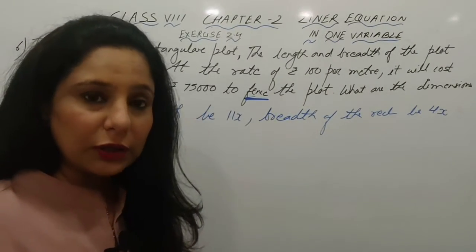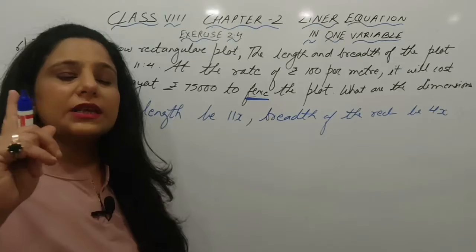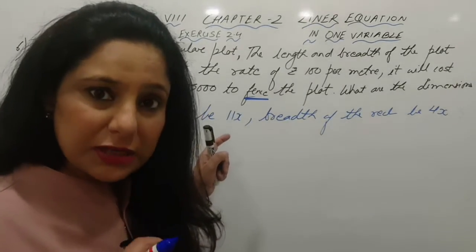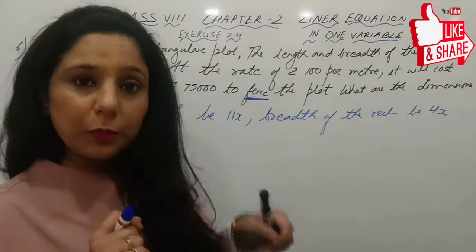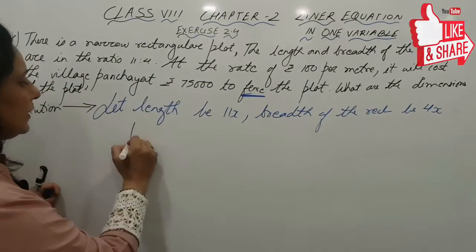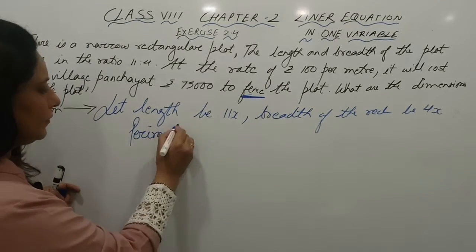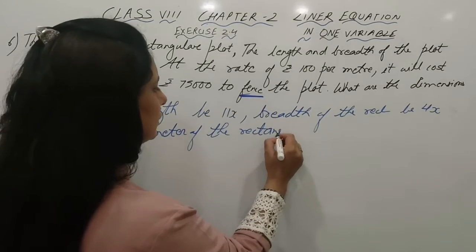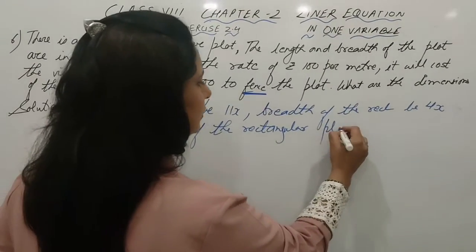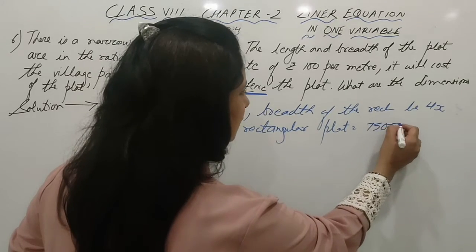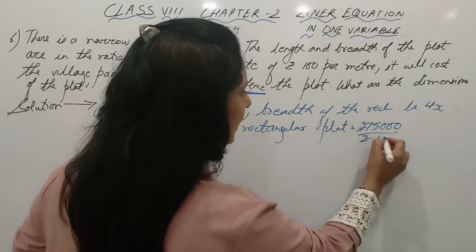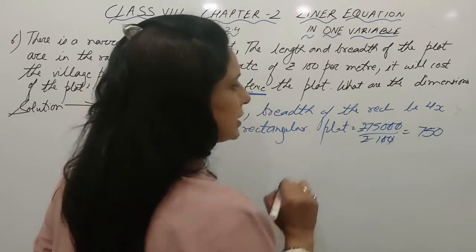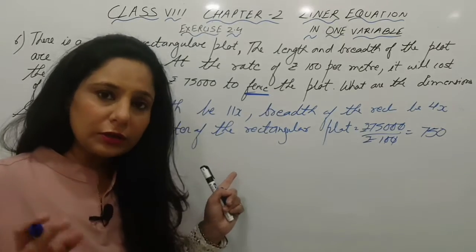फेंस का मतलब क्या होता है? उस प्लॉट को चारों तरफ से कवर करने में विलेज पंचायत को 75,000 रुपीज लगेंगे at the cost of 100 rupees per meter. So how we are going to find the perimeter of the plot? Perimeter of the rectangular plot is equal to 75,000 rupees divided by rupees 100. So that will give us 750 is the perimeter of the rectangular plot.